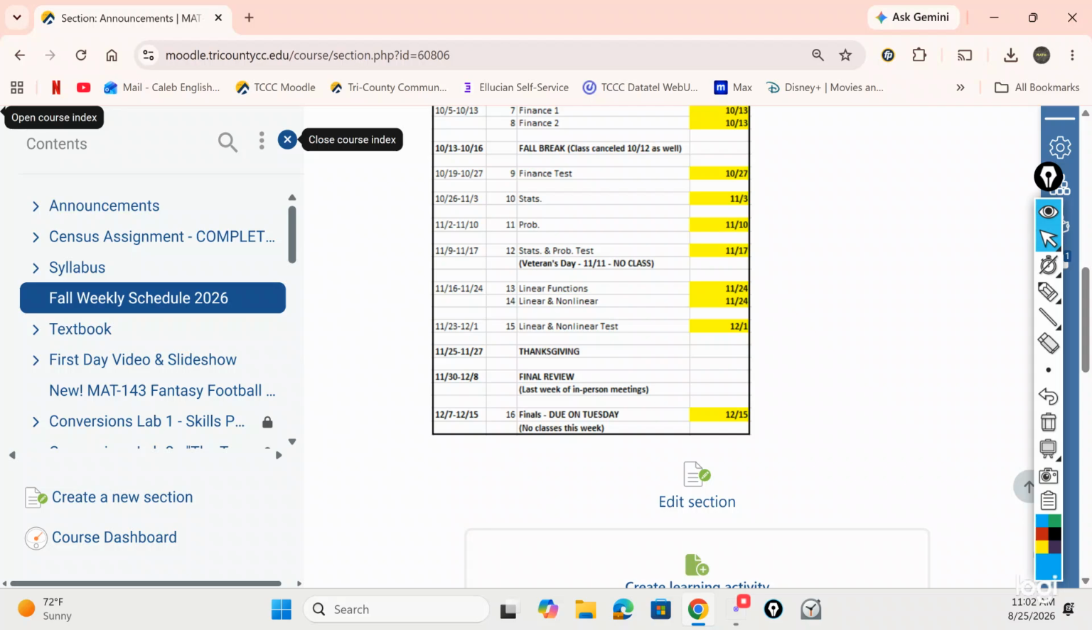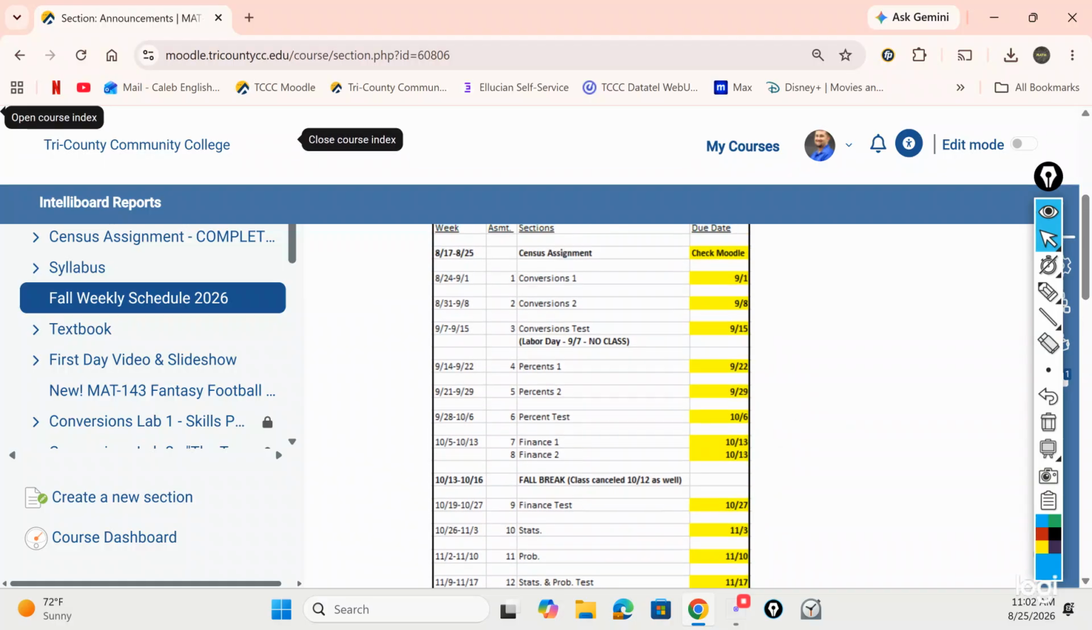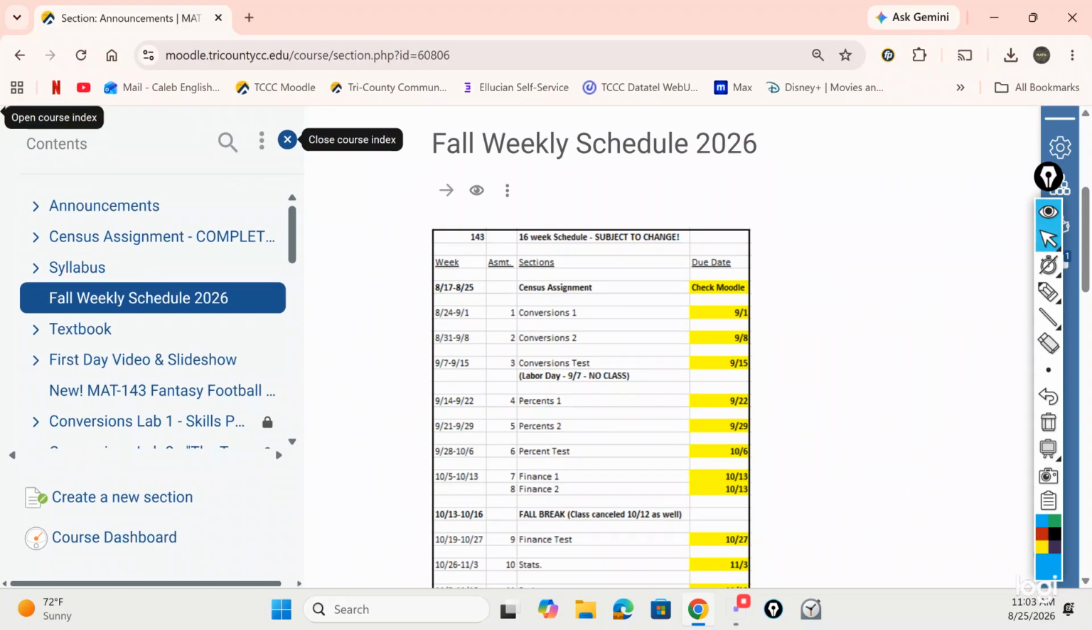So pay attention to where it says things in bold. Those are usually holidays or a day that I've canceled class, or both, like Veterans Day. All right. I've got Labor Day on here somewhere. Yeah, Labor Day too. So just keep that in mind. Okay. You're going to want to refer to this weekly assignment schedule every week. All right. That's why it says weekly, so that you know what's going on.